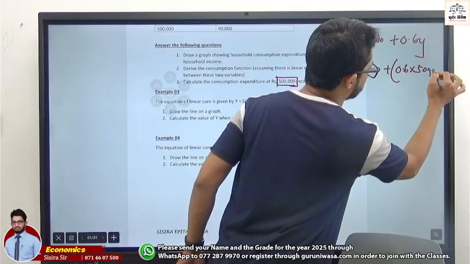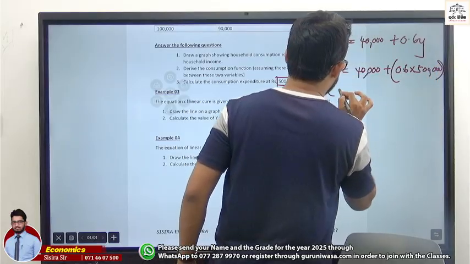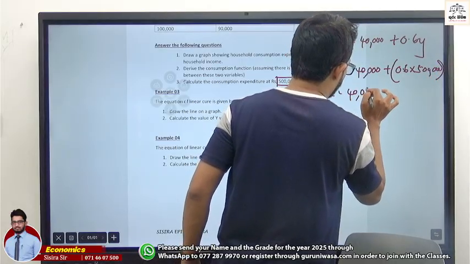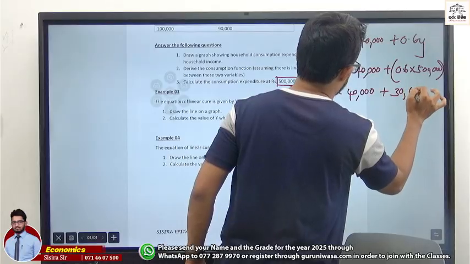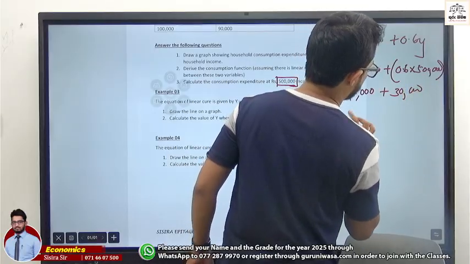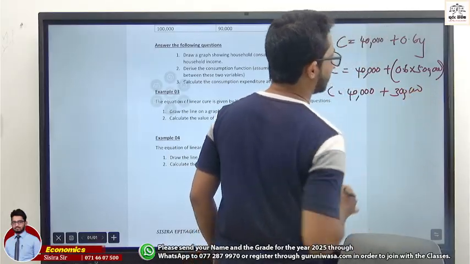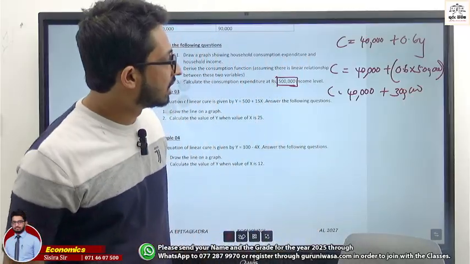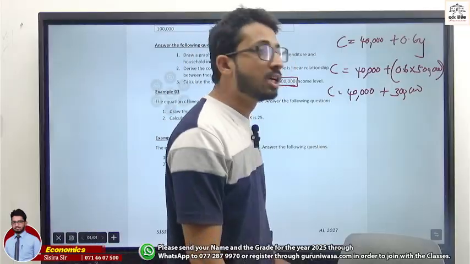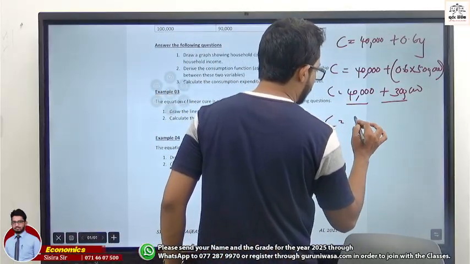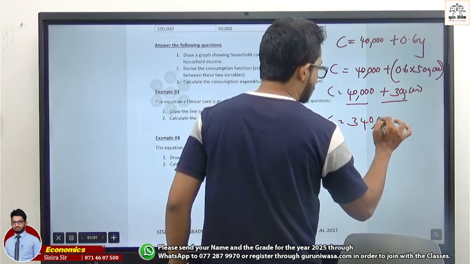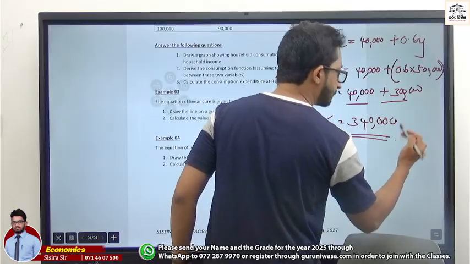500. C equals 40,000 plus, sorry, 0.6 into 500,000, that is 300,000. 40,000 plus 300,000 means 340,000. This is the consumption expenditure level.